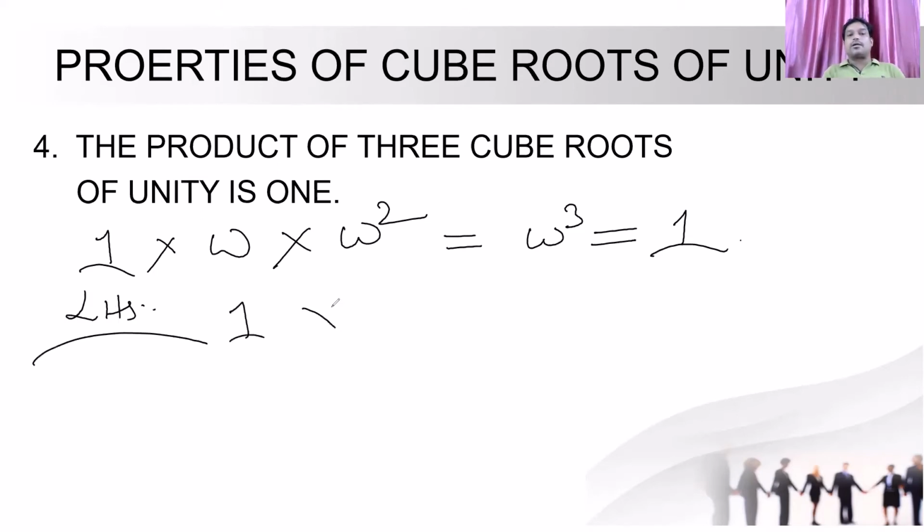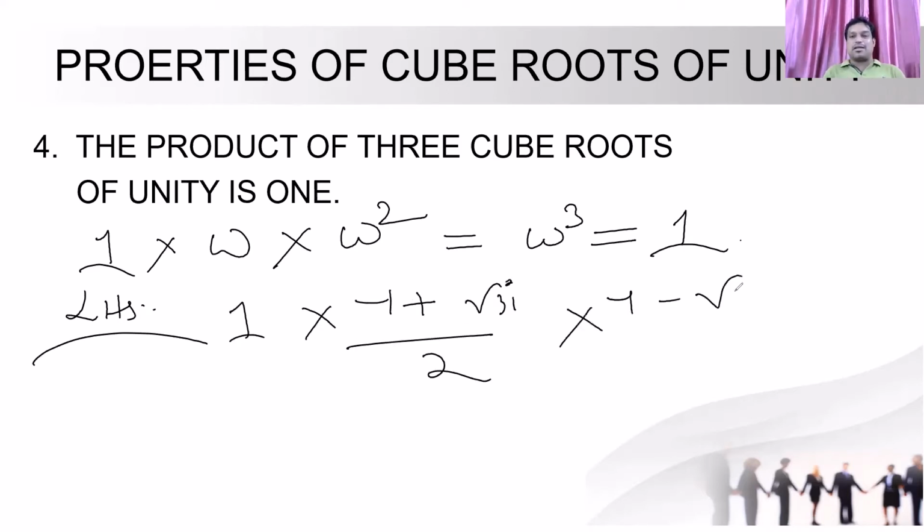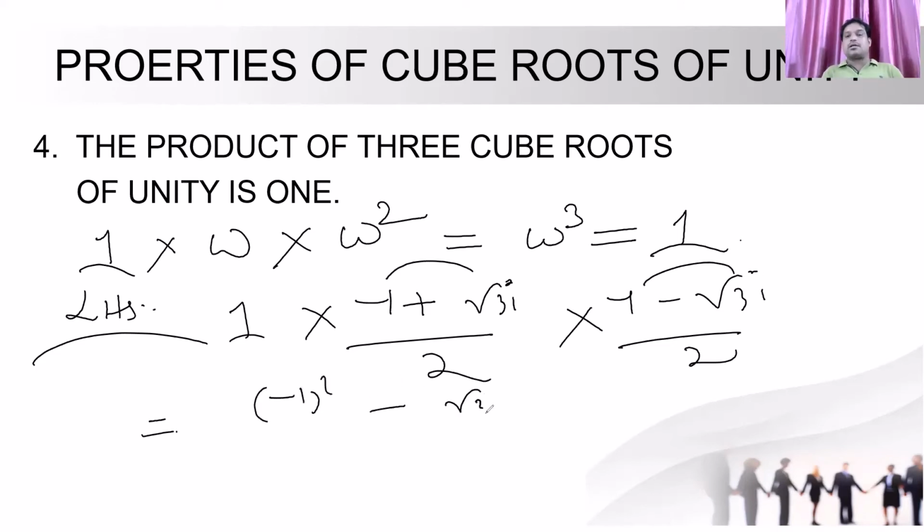So now another process is there also to prove the LHS. Suppose 1 into omega means minus 1 plus root 3i by 2 into minus 1 minus root 3i by 2. So now multiply it and find out the value will be 1. So how will I multiply? So minus 1. This is a plus b and this is a minus b, so a square minus b square. So minus 1 square minus root 3i square divided by 2 square, that is 4. So minus 1 square is what?